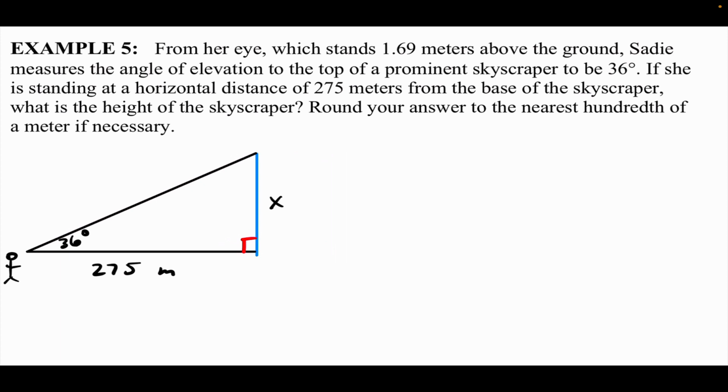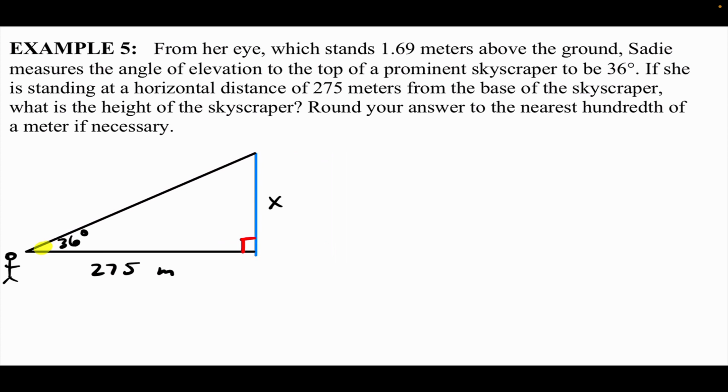Now, the first sentence says something about 1.63. That's how far it is from the ground to her eyes. We don't really care. I don't need it to make my triangle. So the 1.69 meters is not needed. Sometimes they'll give you extra information. I don't need it. So what I need to figure out is how tall the building is.